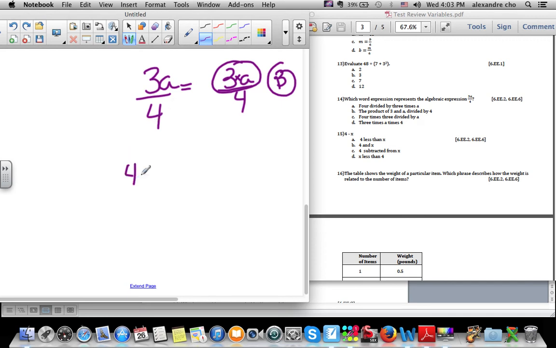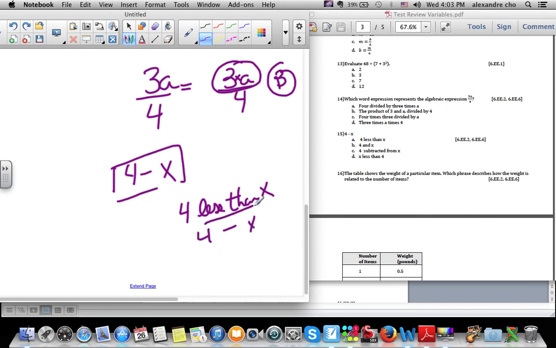15. 4 minus x. Well, 4 less than x. Remember, 4 less than x, you have to switch the order around. We want this. If you take the first choice, 4 less than x, it'd be 4 minus x, and because the word is less than, we have to make the switch, remember? And you get x minus 4. So A is out because you end up with this, and we want this.